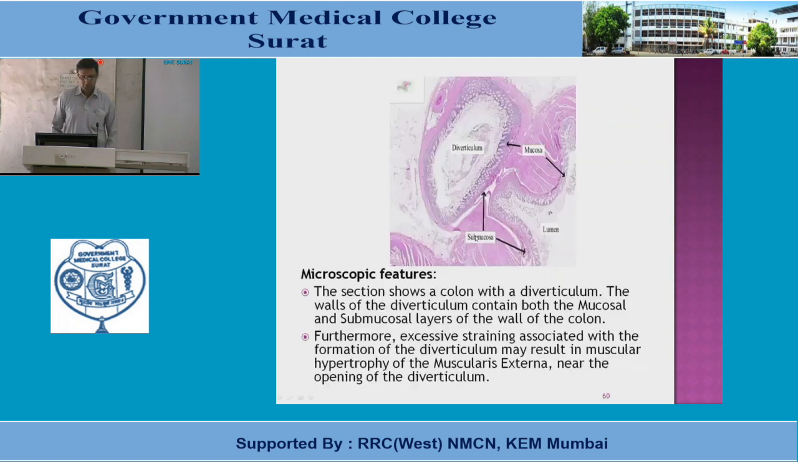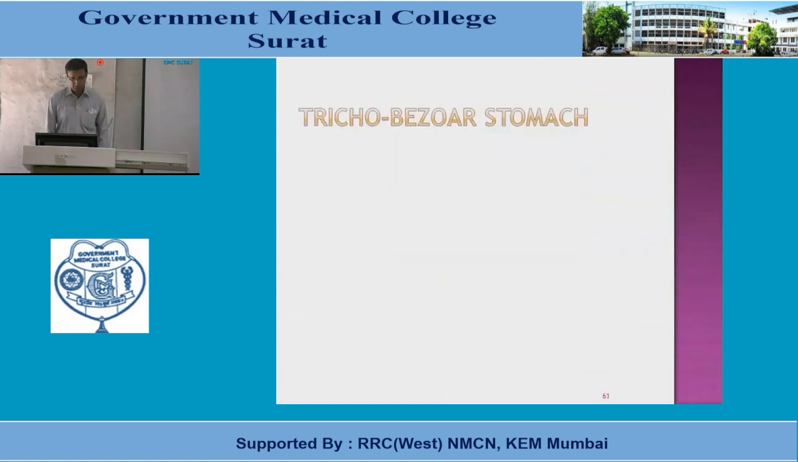Here there is a microscopic examination. It shows the wall of the diverticulum contains both the mucosal and submucosal layers of the wall of the bowel. So here there is a submucosal layer. Here there is a mucosa, and this is a part of the diverticulum. So it has three layers and is a true diverticulum. Furthermore, excessive straining associated with the formation of the diverticulum may result in muscular hypertrophy of the muscularis externa near the opening of the diverticulum.